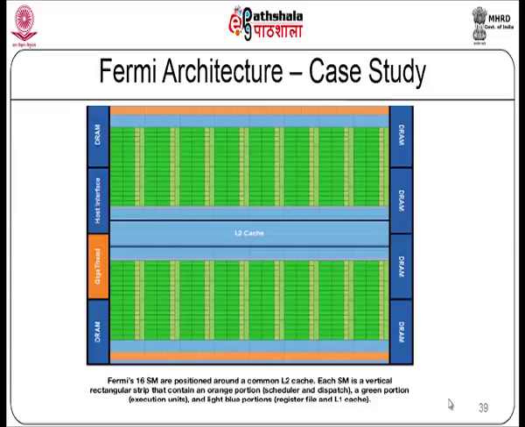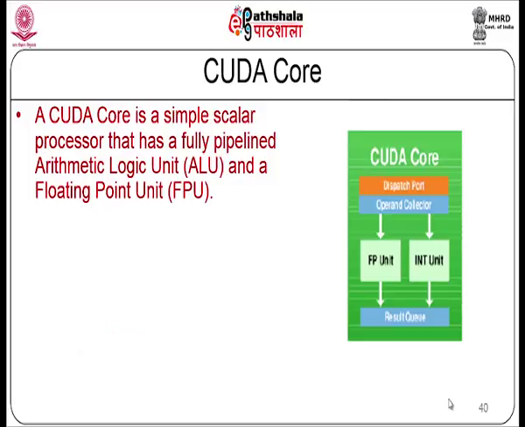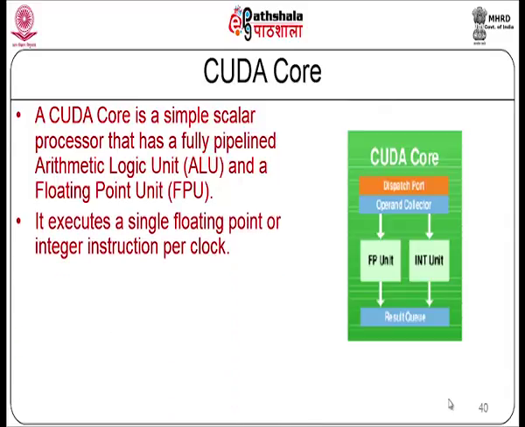Each SM is shown as a vertical strip that contains an orange portion, which is a scheduler and dispatch unit, a green portion, which is the execution units, and a light blue portion, which is the register file and the L1 cache. If you look at each of these CUDA cores, a CUDA core has been indicated here. A CUDA core is a simple scalar processor that has a fully pipelined arithmetic logic unit and a floating point unit. It executes a single floating point or integer instruction per clock.